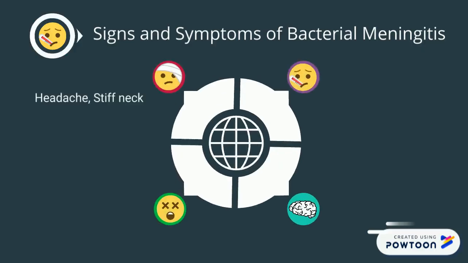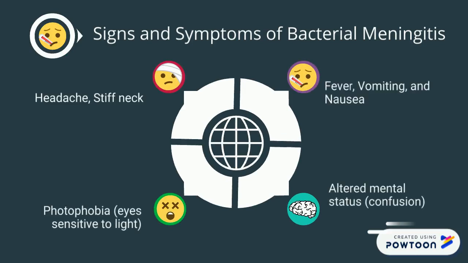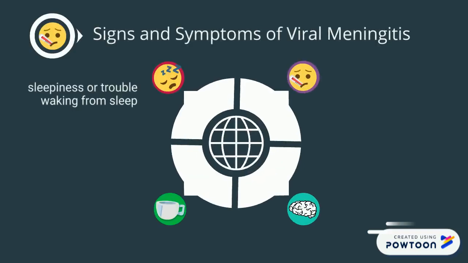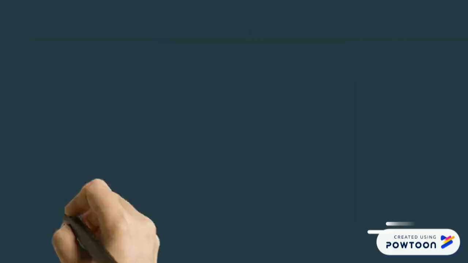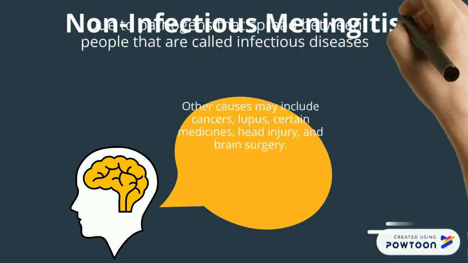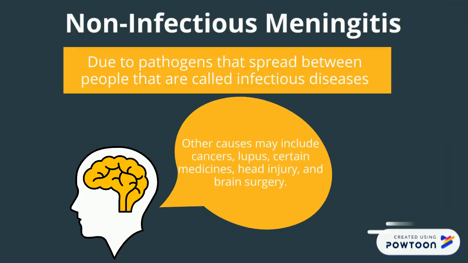Signs and symptoms of bacterial meningitis include headache, stiff neck, photophobia, fever, vomiting, nausea, and altered mental status. Signs and symptoms of viral meningitis include sleepiness or trouble waking from sleep, lack of energy, fever, and altered mental status.